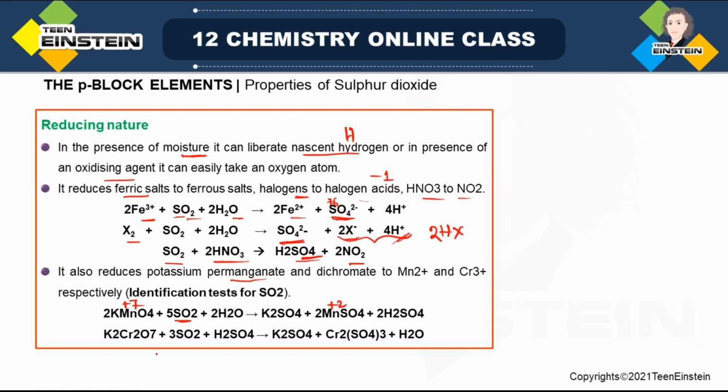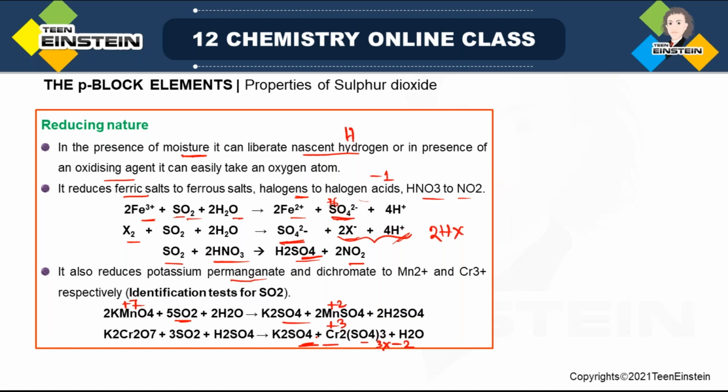Similarly, K2Cr2O7, here Cr2O7 2-, and oxidation state is +6, but after reduction, now it is Cr2(SO4)3. That means 2 chromium atoms are there, and total negative charge 3 into -2, because per sulfate ion we have -2 charge, so total negative charge -6. So total positive charge will be +6, but 2 chromium, so that is why it is +3. So from +6 to +3, this is also gain of electron. So here SO2 is acting as reducing agent and itself is converted to sulfate.